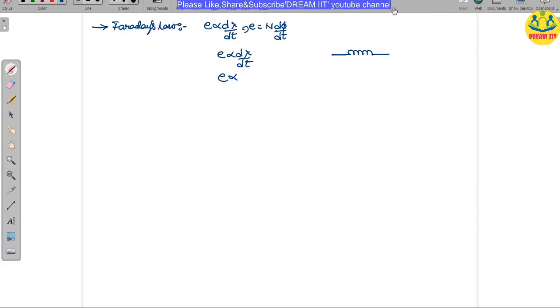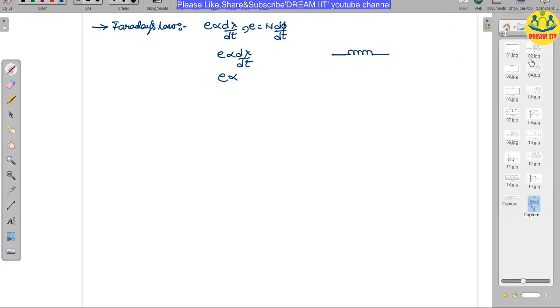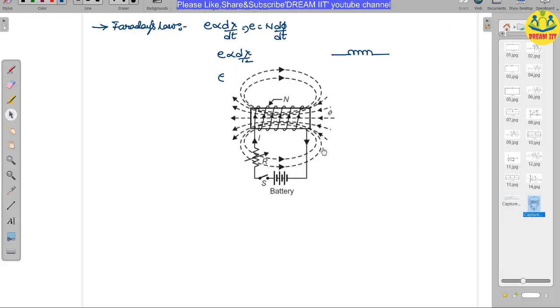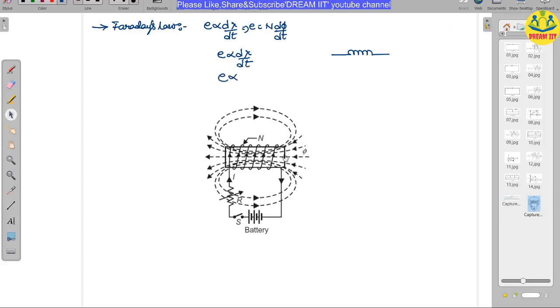I will show the diagram. Give me one second. You see this diagram. Whenever you are connecting a battery here, there are some flux linkages traveling from north pole to south pole. This is a coil, and some flux is linking in the coil.